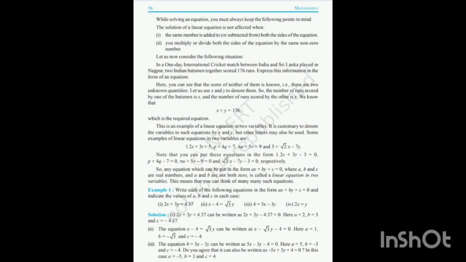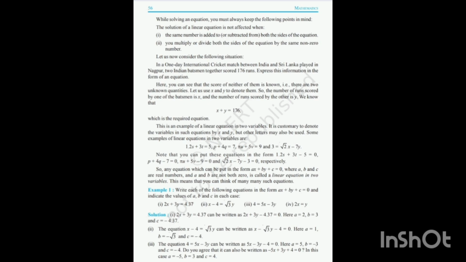Next, the third topic, which is the last topic of this chapter, is points on a graph. Every solution of a linear equation is a point on a graph. These three main topics we are going to cover in linear equations in two variables. Okay, so let's start.